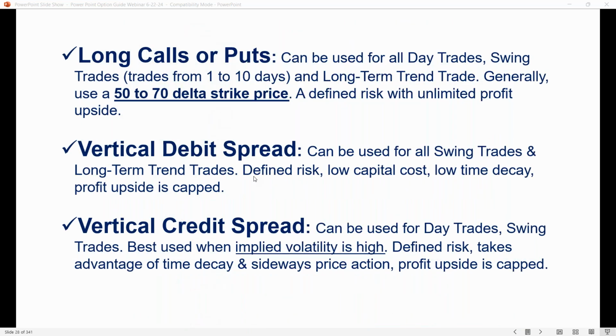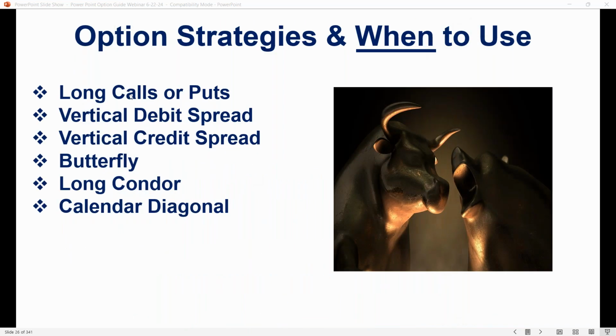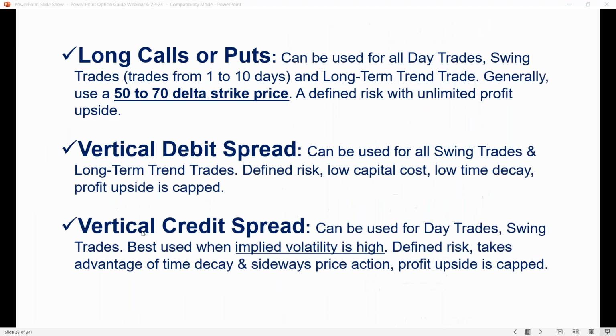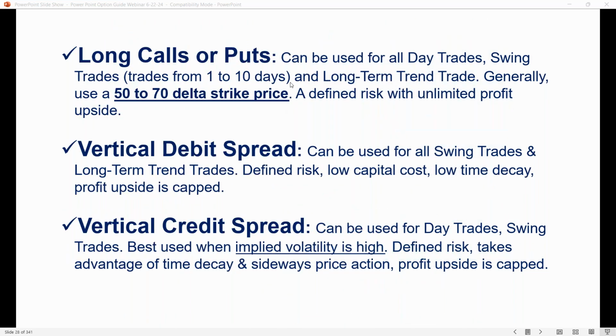All right, so backing up, we're going to look at different things. Today, we're going to talk about calls and puts, debit spreads, credit spreads, butterflies, condors, and calendars. These are the basic ones where I start out and what I typically go to. These are my go-to strategies I like to use.